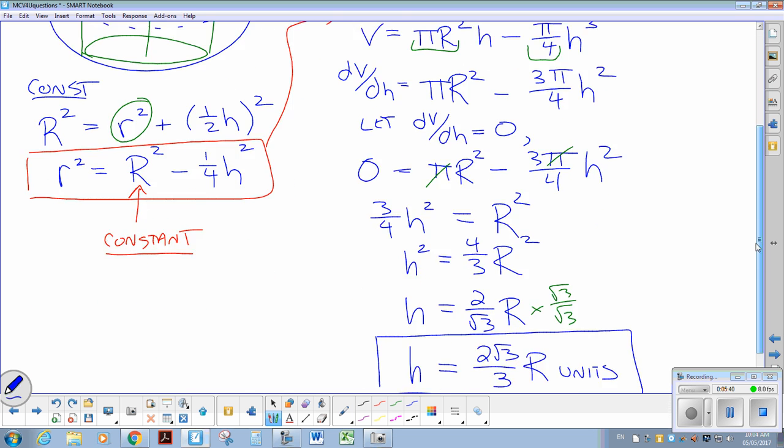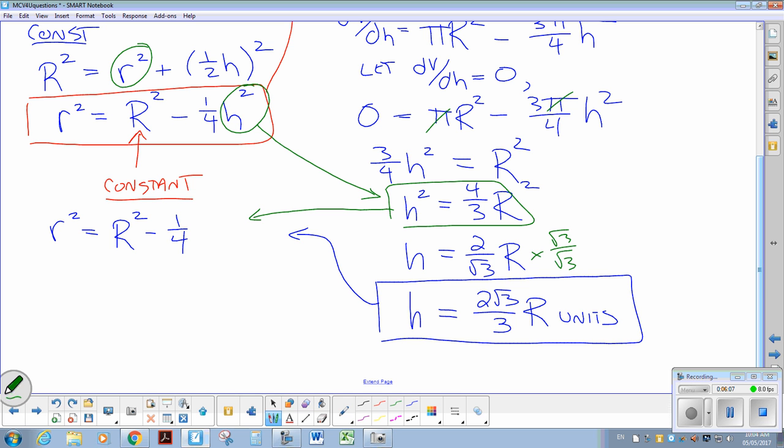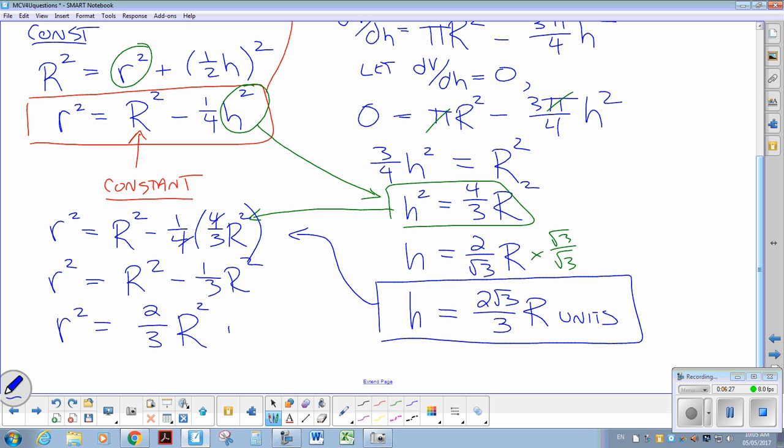And we want to find the volume of the largest cylinder. So we need to find a volume. So I need to find the radius. So I go back here, small r squared equals capital R squared minus 1/4. And here's a little bit of a trick. I'm replacing h squared. If I look at my previous work before I simplified, there's an h squared already. So I know h squared is equal to that. So that saves me a little bit of work. So it's 4/3 capital R squared. 4's cancel. So I get small r squared equals R squared minus 1/3 R squared. So r squared is equal to 2/3 capital R squared units.